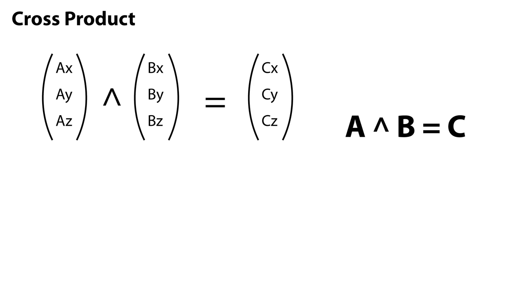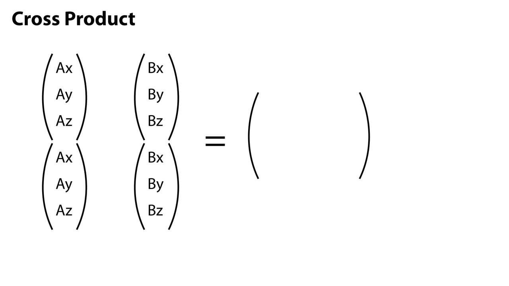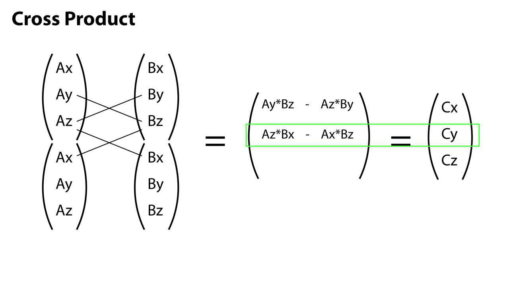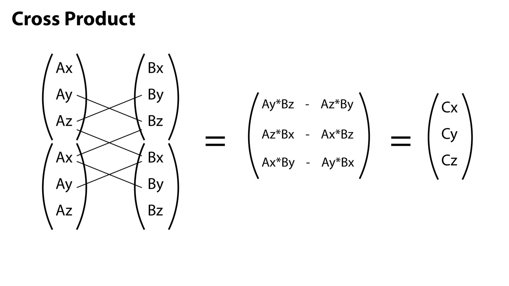But how does it work mathematically? To work out the cross product, we'd place our two vectors next to each other, and then repeat this below. From here, we can combine the components one at a time to find the cross product. First, we multiply ay and bz. We then subtract az multiplied by by. This gives us the x component of the cross product. Next, we do the same with az and bx, and ax and bz, to give us the y component. Finally, we do the same again with ax and by, and ay and bx, to get the z component.